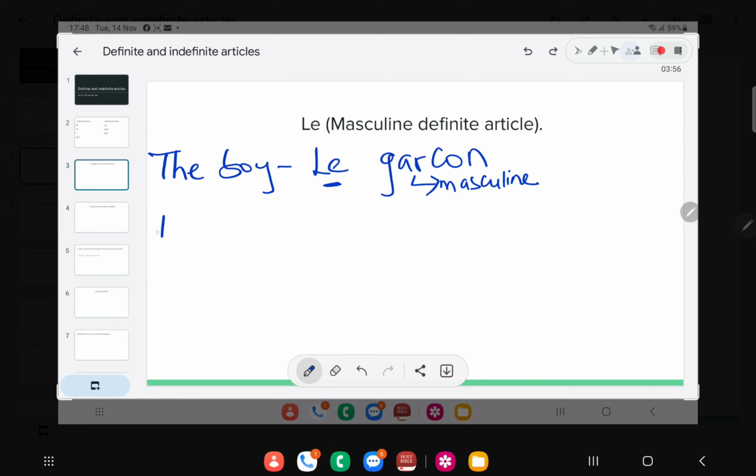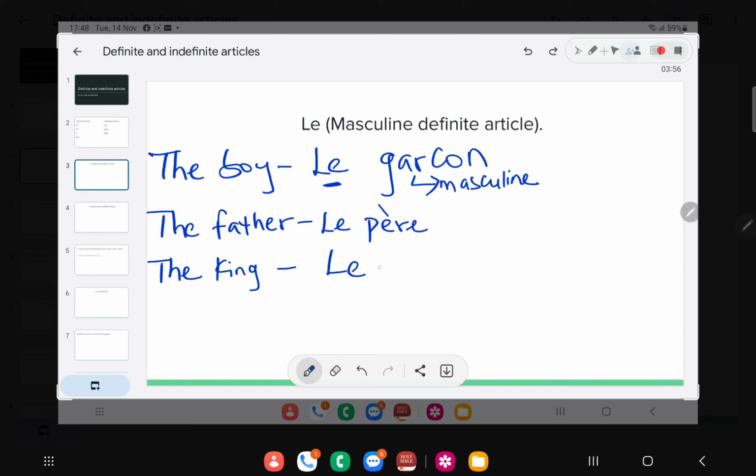Second example, the father. This will be le père. Third example, the king. This will be le roi. All these words I mentioned are all masculine. So how do you know if a word is masculine? Luckily, I have a whole segment on how to identify the gender of a word. So don't panic, don't worry, I got you.